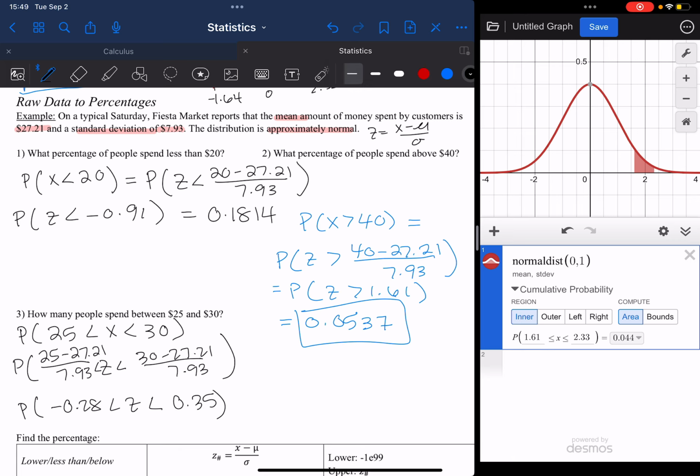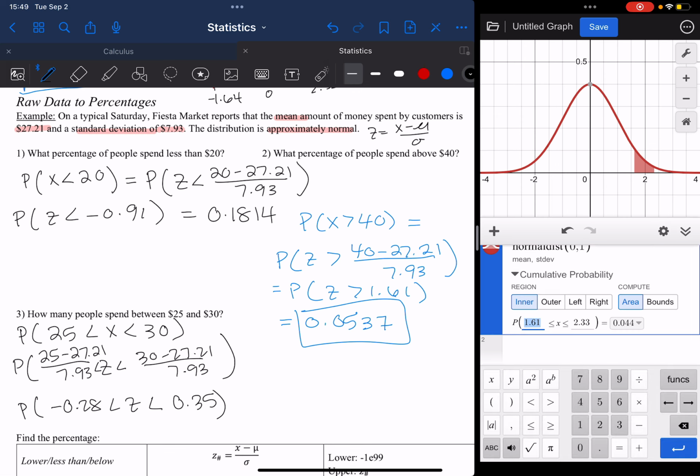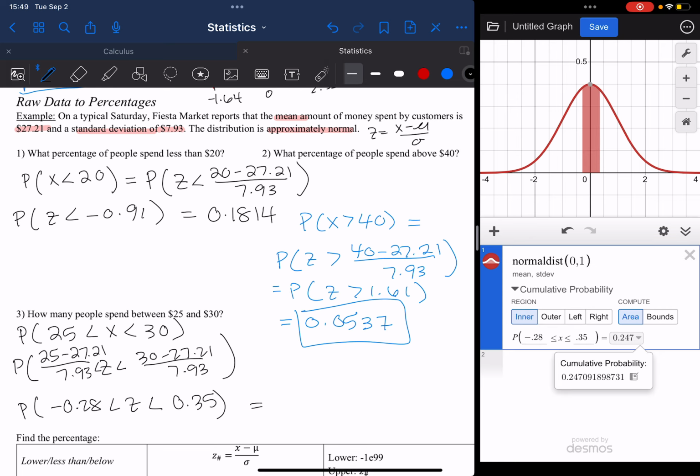So I'm going to go to Desmos, and I'm going to type in those two numbers. So negative 0.28 and 0.35. Oh, I typed this in wrong. 0.35. And then that gives me my answer of 0.2471, or approximately 25%. So approximately 25% of people spend between $25 and $30 when going to Fiesta Market.